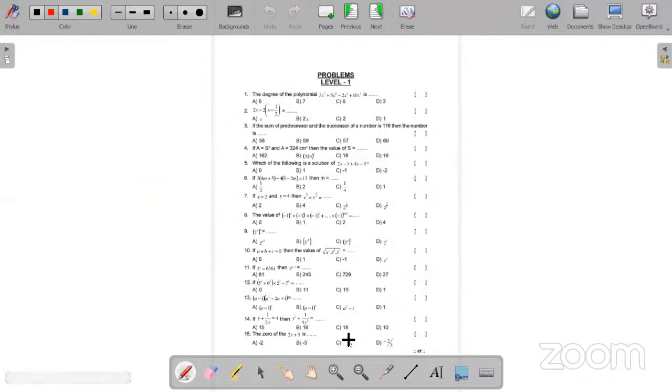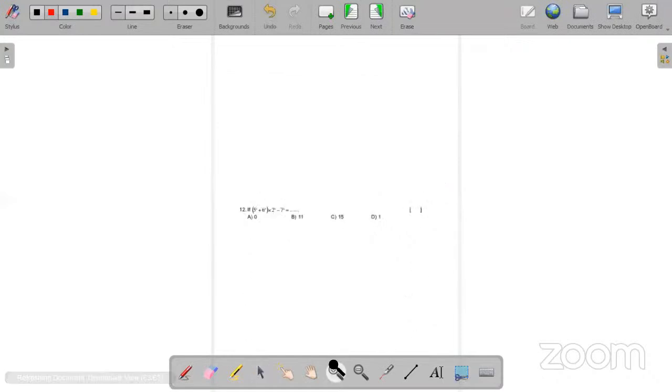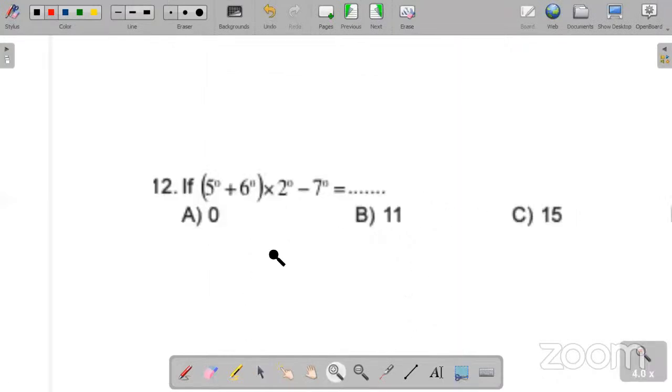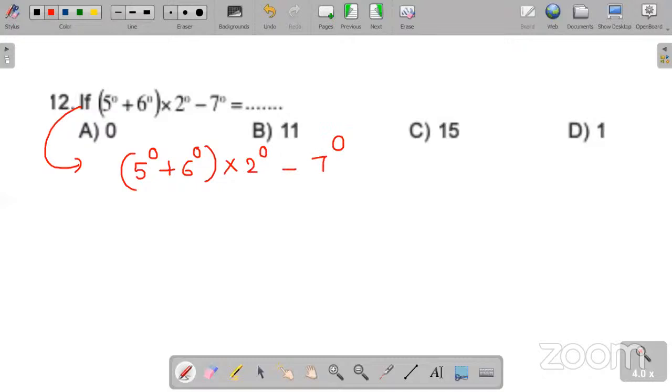Okay. Now let us move to one more interesting question. Let us try to solve this question now. Now it's visible, I think so. Otherwise, once again, I will write the question. This question is 5 raised to 0 plus 6 raised to 0 multiplied with 2 raised to 0 minus 7 raised to 0. What is your answer? Venkanna.